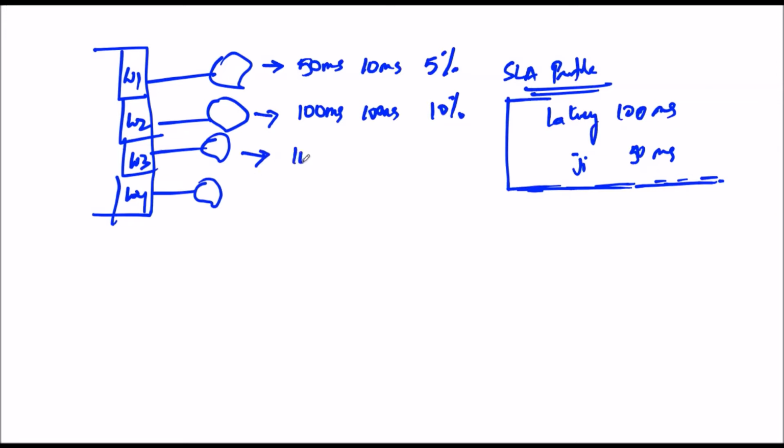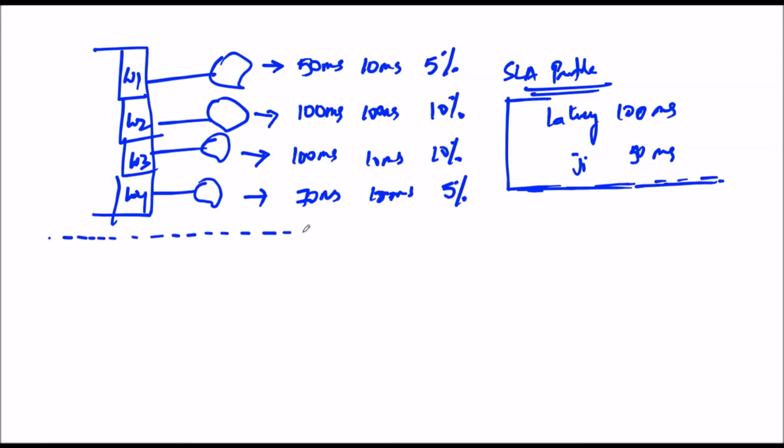At that moment, for WAN 3, assume this is 100 milliseconds latency, 10 milliseconds jitter, and 10% packet loss. WAN 4, assume this is 70 milliseconds, then 100 milliseconds jitter value, and 5% packet loss. So these are the SLA metrics at that moment.